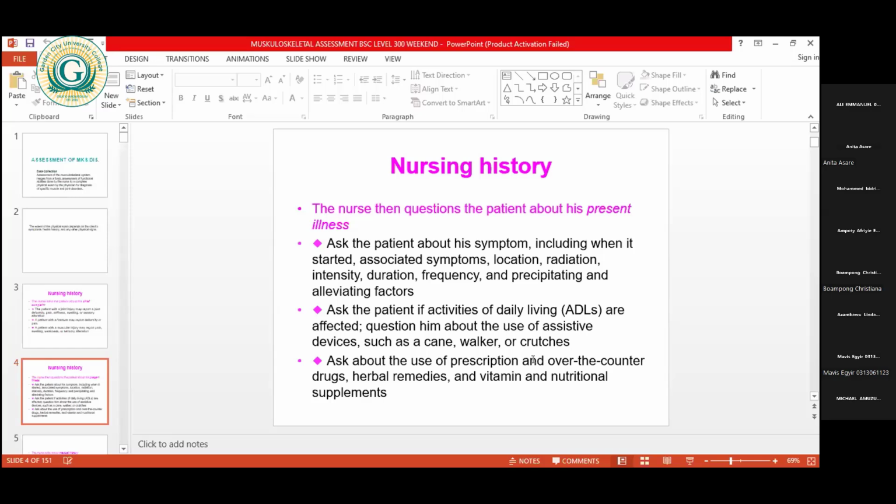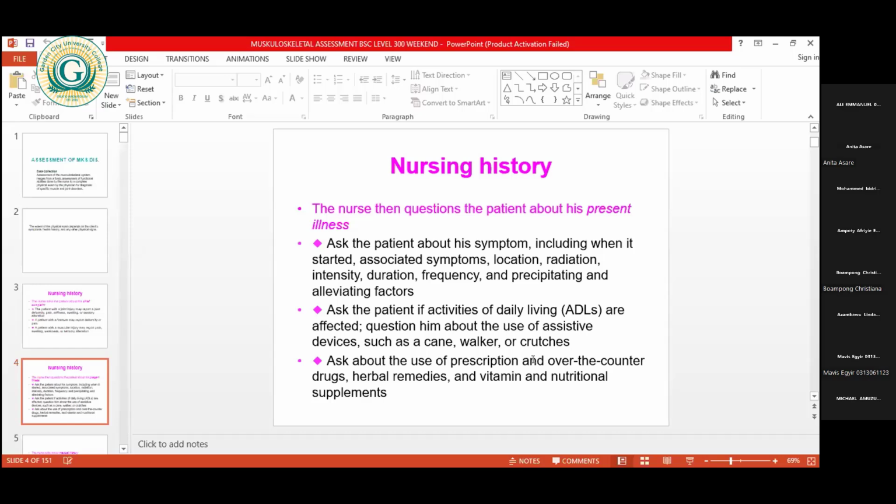Precipitating and alleviating factors. When the pain comes, what do you do to minimize it? Or what do you do that intensifies the pain? If you do something and the pain is very intense, you have to stop that. So you have to ask about the precipitating and alleviating factors.